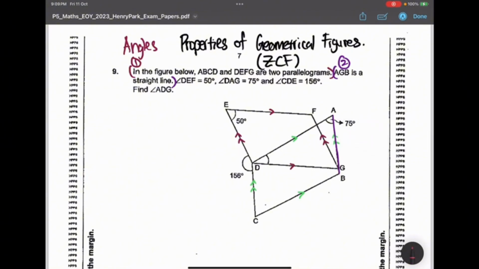Moving on to sentence number 3, it tells us that angle DEF is 50 degrees, angle DAG equals 75 degrees, and angle CDE equals 156 degrees. I'm going to label all the angles in red so that y'all can see it clearly. Now, what is the main question? It says find angle ADG. I'm going to label this angle in blue. They are asking us to find this angle over here.